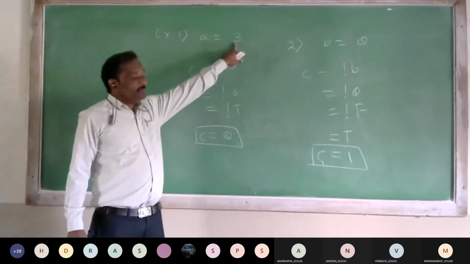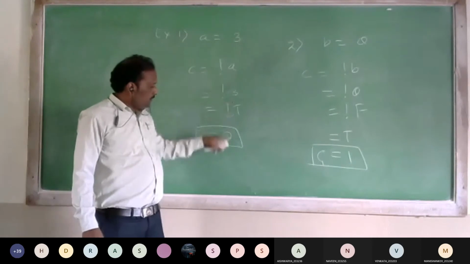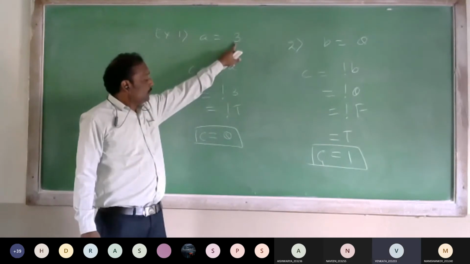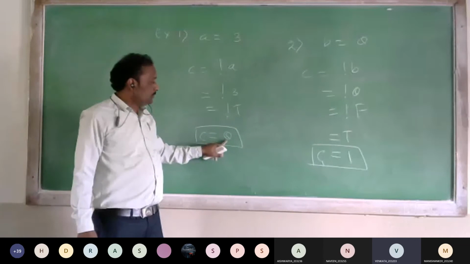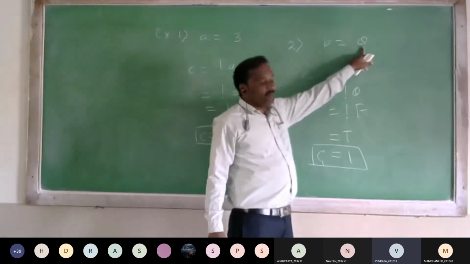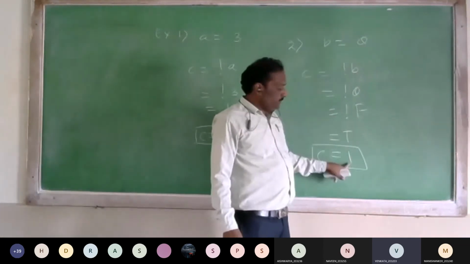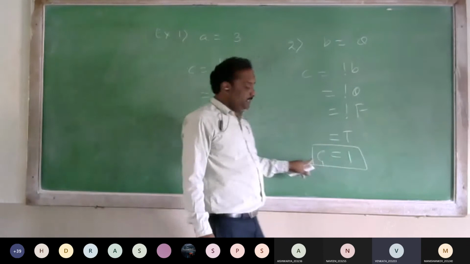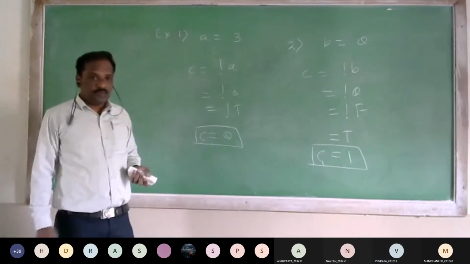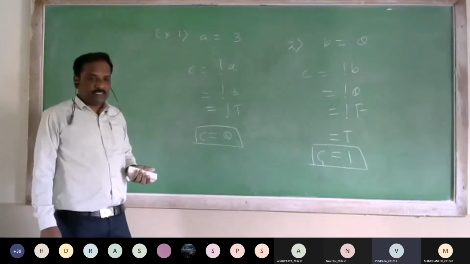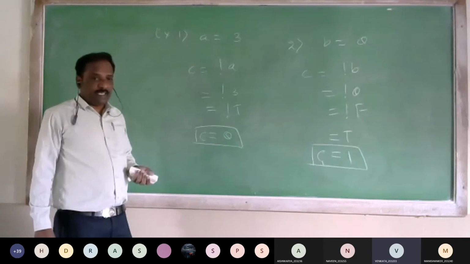So if the variable value is true, other than 0, not true means false, and you will get output as 0. If the variable value itself is false, not false means you will get true. True means 1, false means 0. This is all about logical operators.